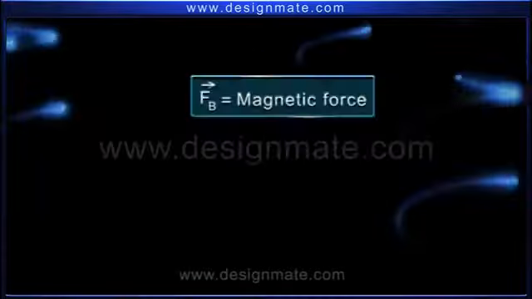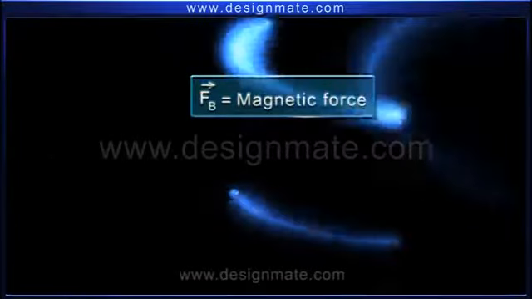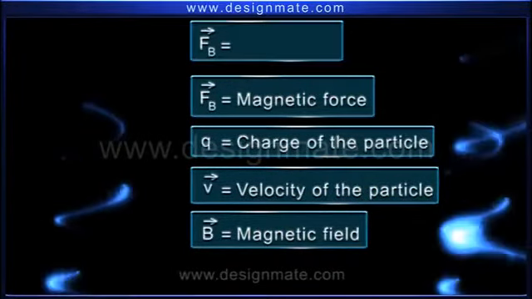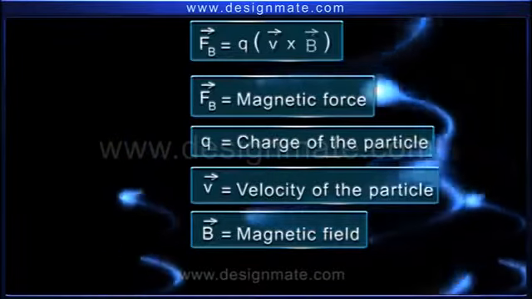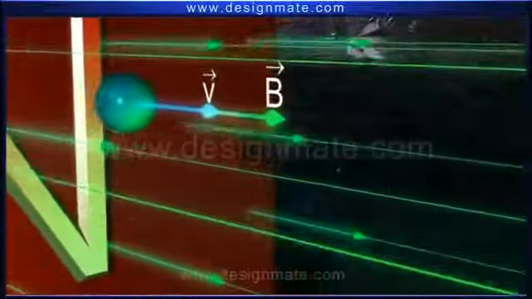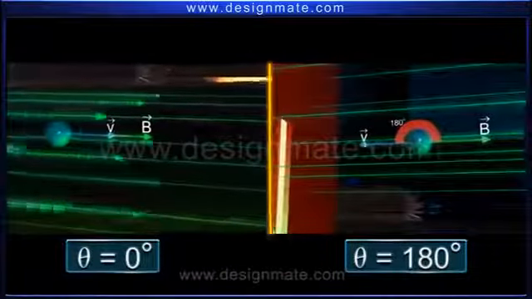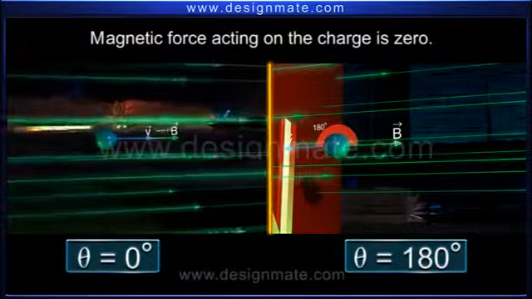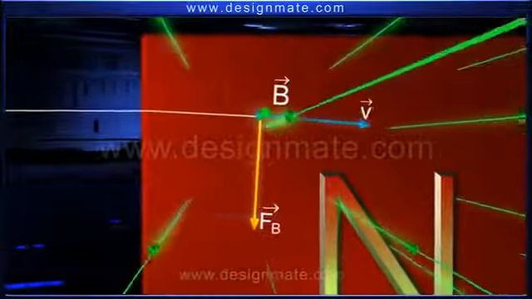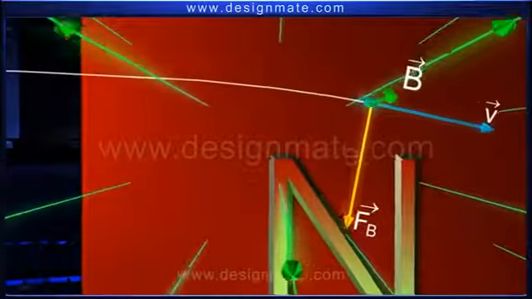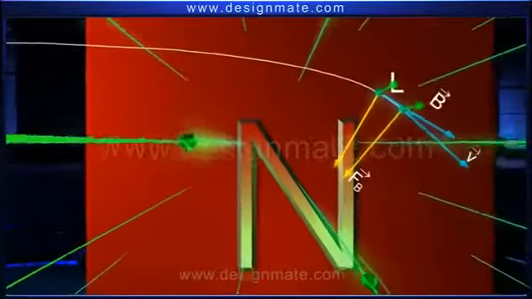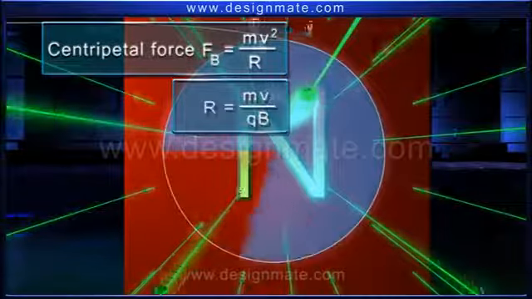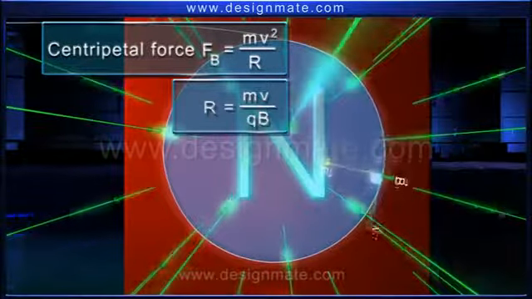Summary. The magnetic force vector F_B acting on a charge q moving with a velocity vector v in a magnetic field vector B is vector F_B equals q into vector v cross vector B. For the cases when theta equals 0 degrees and theta equals 180 degrees, the magnetic force acting on the charge is 0. For the case theta equals 90 degrees, the magnetic force is maximum. Under the influence of this force, the charge performs a circular motion within the magnetic field. The radius of the circular orbit is given by r equals mv over qB.